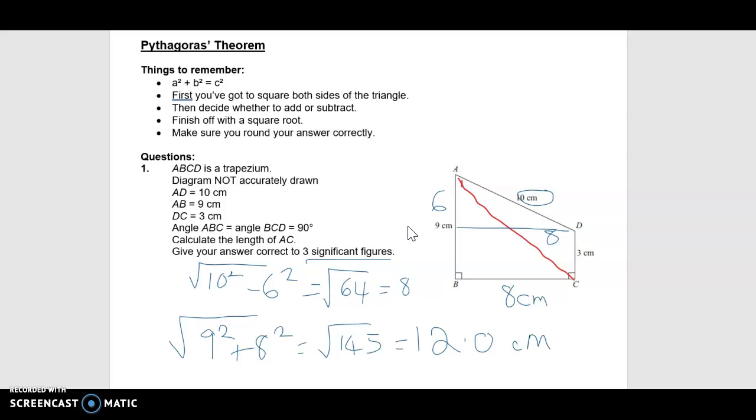So this is centimetres. Hopefully you got that right.